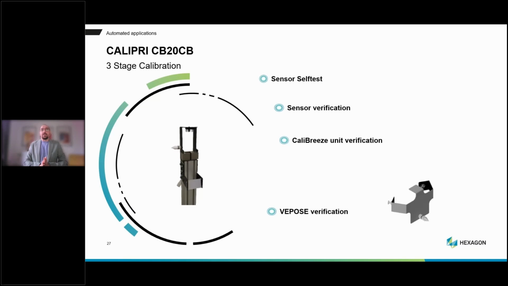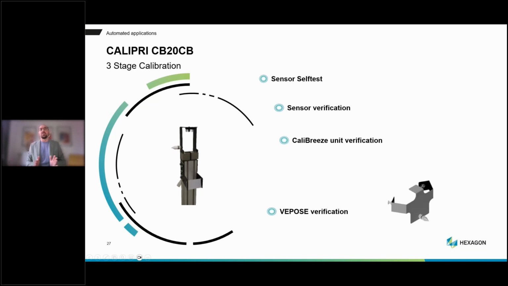How do we calibrate our system? Fairly easy. We have a 3-stage calibration. There is a sensor self-test on the top part here. Then there is also a sensor verification. After the sensor self-tests itself, it does a verification on the lower part here, which is a 1 millimeter gap.